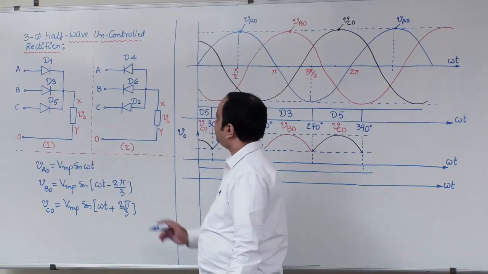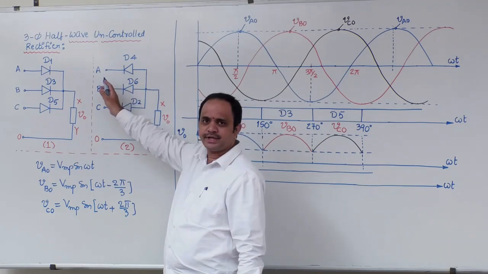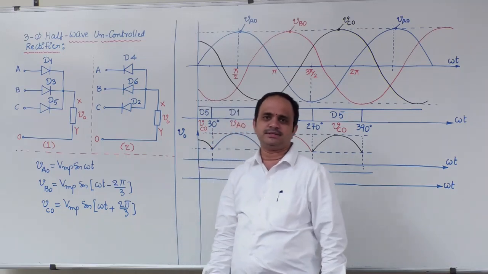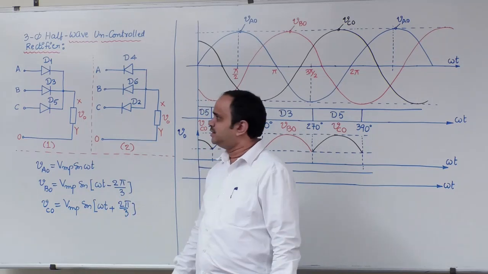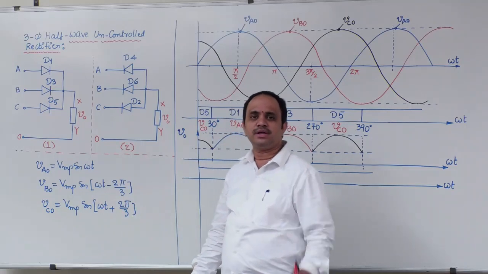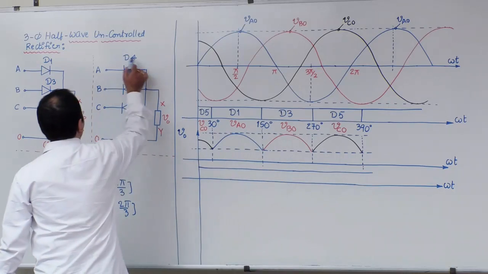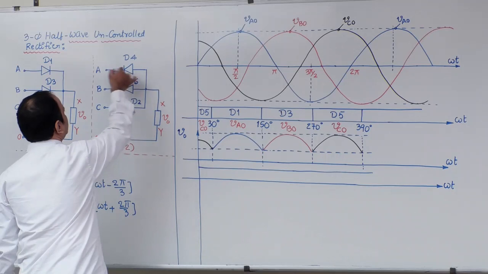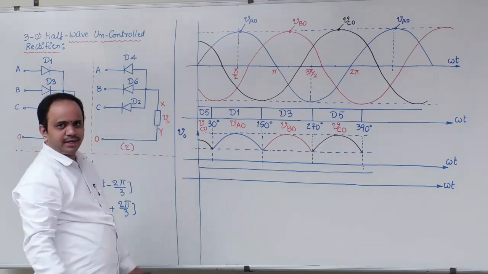What is its property? The device which is connected to the higher negative potential will be forward biased. The remaining devices will be reverse biased. Now see here, D4 is connected to phase A. So D4 will be forward biased whenever phase A is more negative. When D4 is forward biased, directly you can say that it will turn on, hence X will be connected to A, so V0 is equal to VAO. Let us draw simultaneously here.